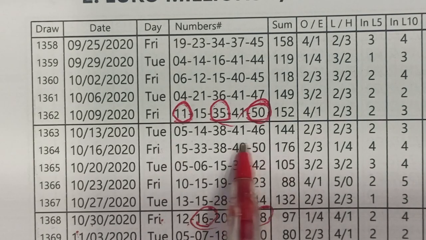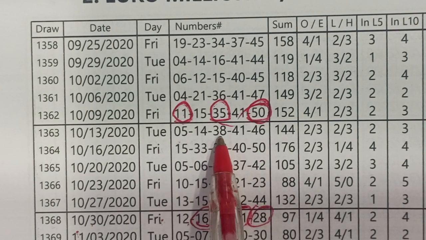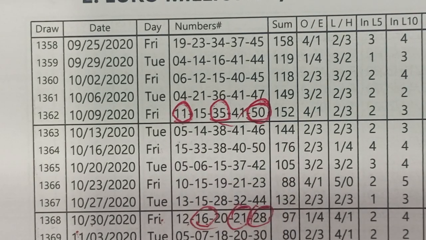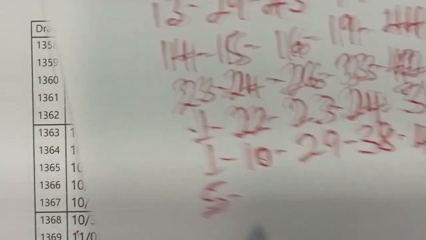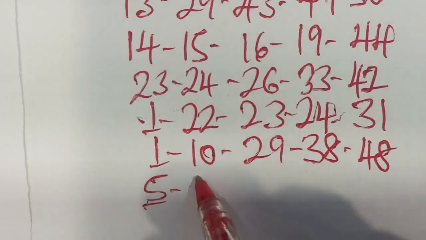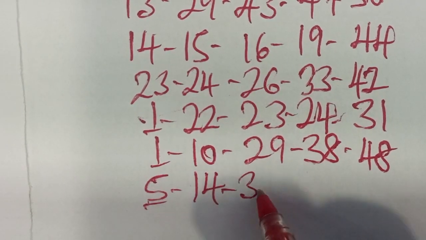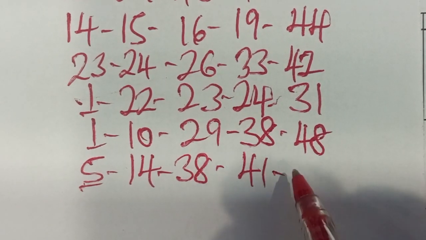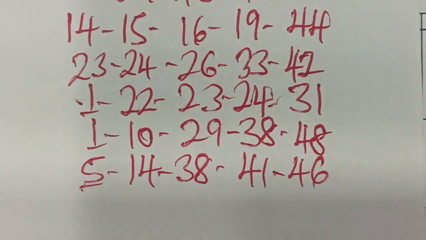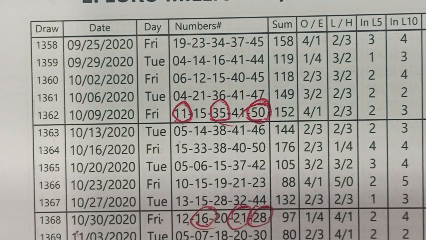Therefore, we need to pick the numbers below: single 5, 14, 38, 41, and 46. So let's copy those numbers. Single 5, 14, 38, 41, and 46. All right. Let's move on to the next one.